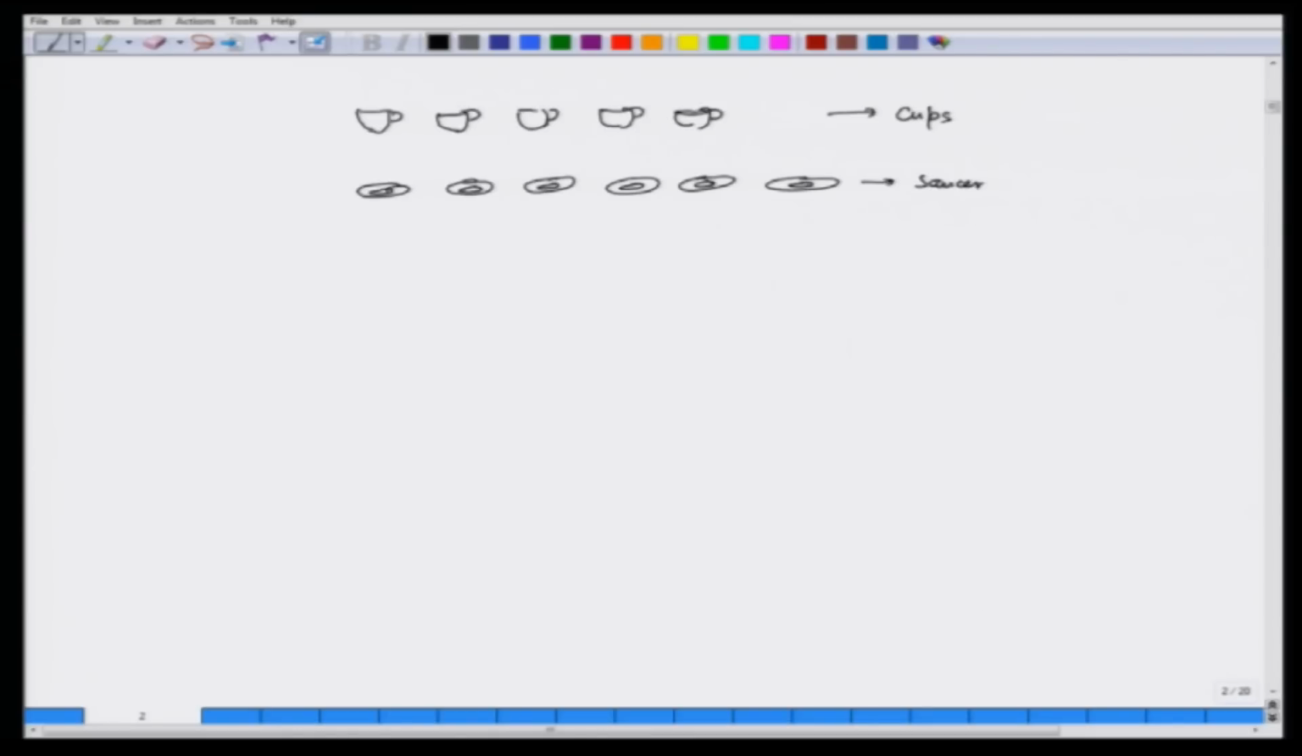The best way to do it is to put a cup on a saucer. So, I put this one on this, the third cup on this, the fourth cup on this, and the fifth cup on this, and I then see that one saucer is left out, which means that the number of saucers or plates is strictly bigger than the number of cups.